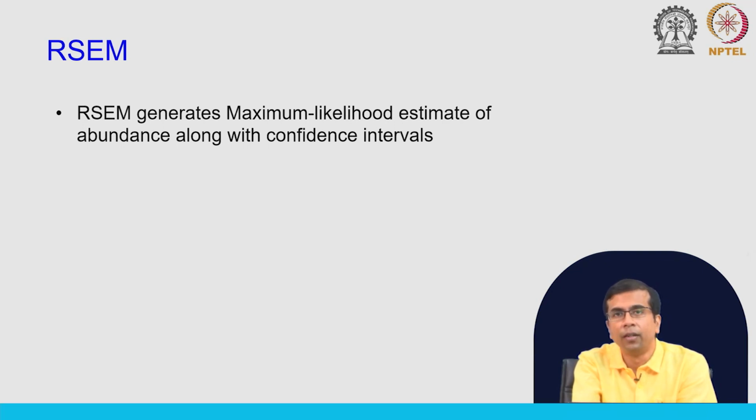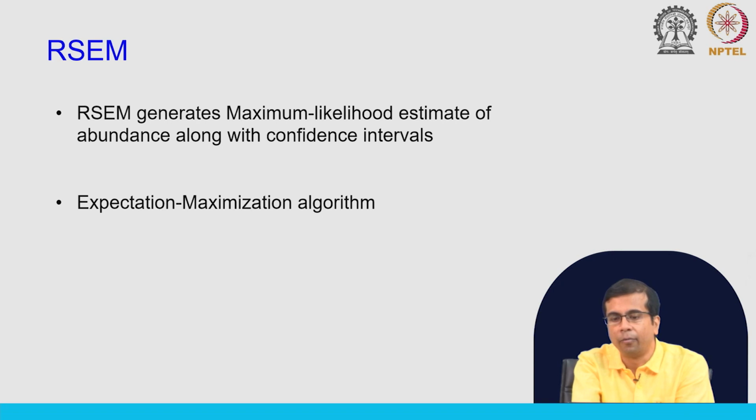A second unique feature is that it utilizes something called the expectation maximization algorithm. Again, we are not going into the details of this. It is related to maximum likelihood estimation, but it goes through two steps: one is the expectation or E step, and then the M step. It performs maximum likelihood estimation in an iterative process. You have the E step, the M step, then again the E step, until you converge.